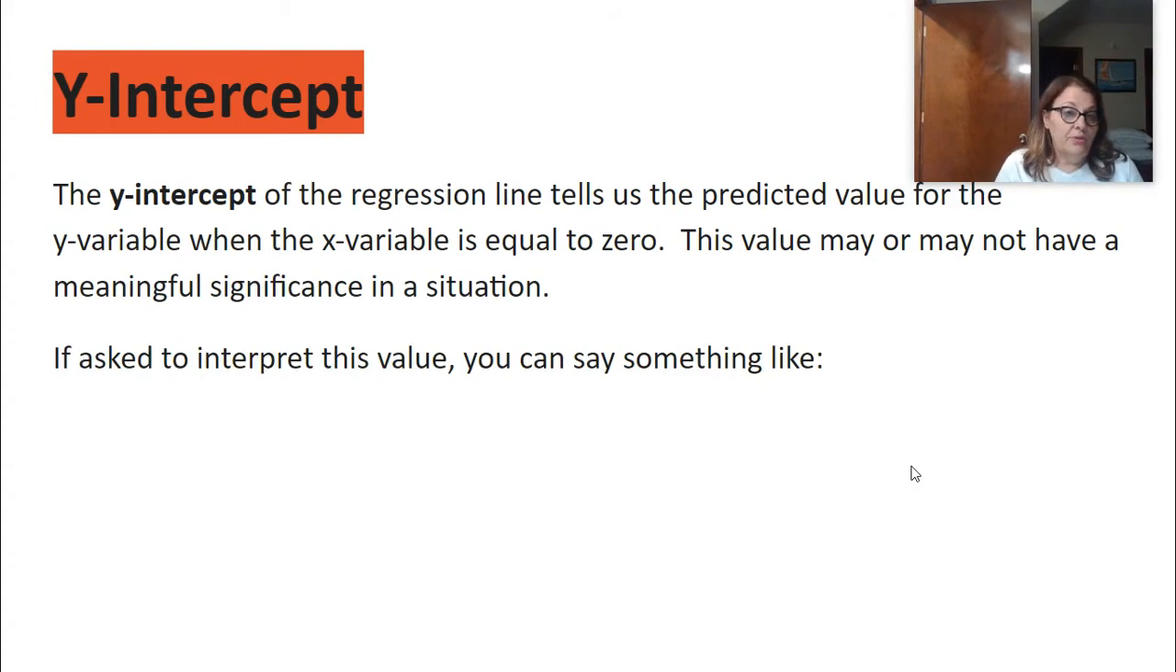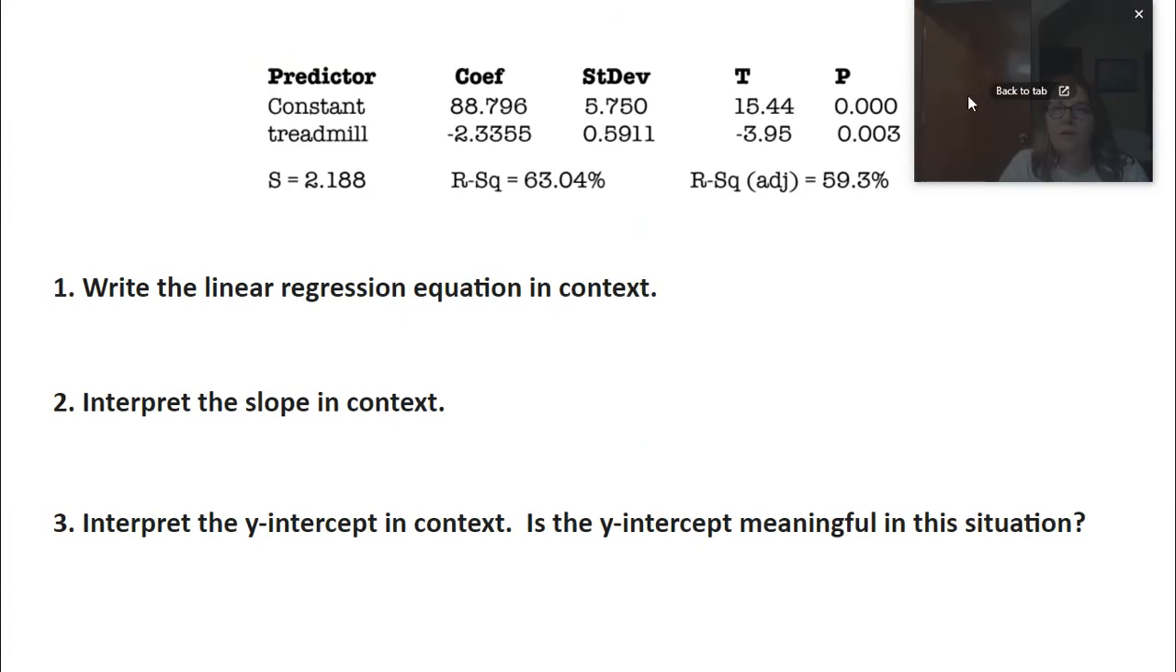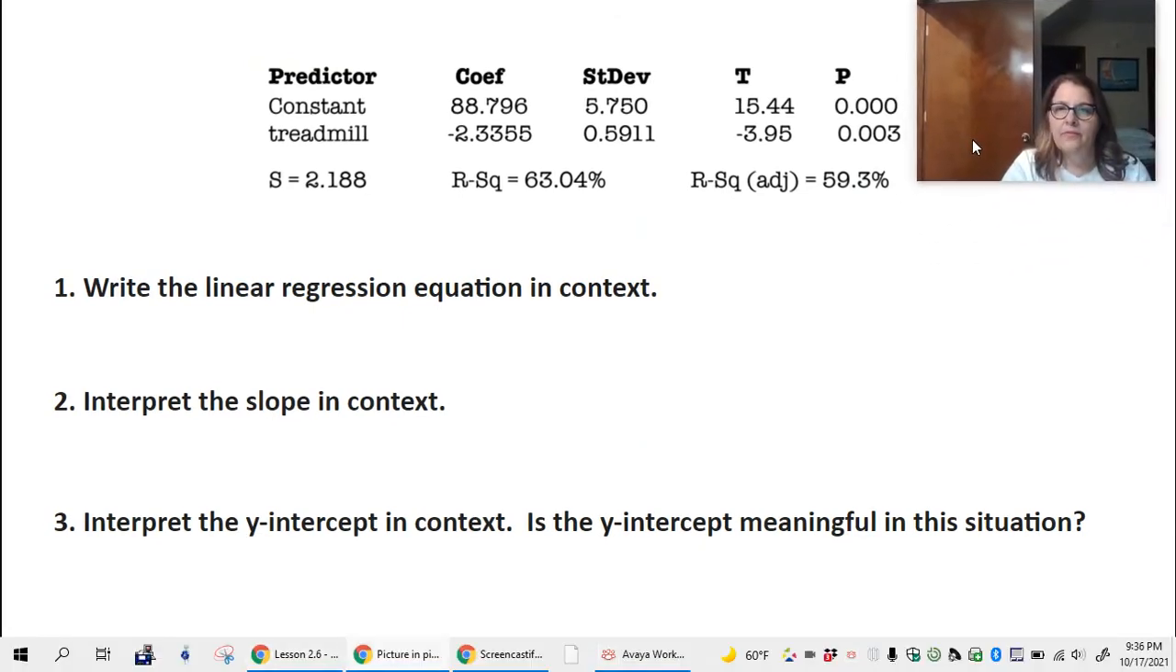So if you're asked to interpret this value, you can say something like this. Once again, the x, the y and the unit, you fill those in with the correct verbiage in context to the problem. So when x is equal to 0 units, the model predicts, notice you keep seeing that, model predicts that y will be whatever units.